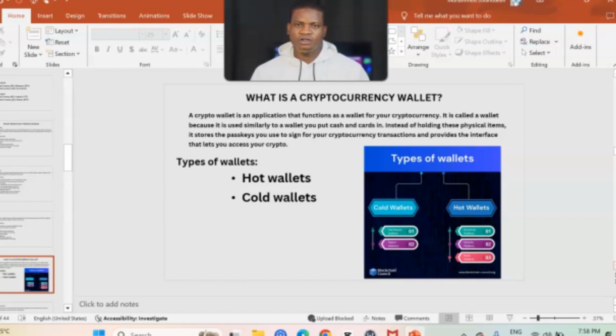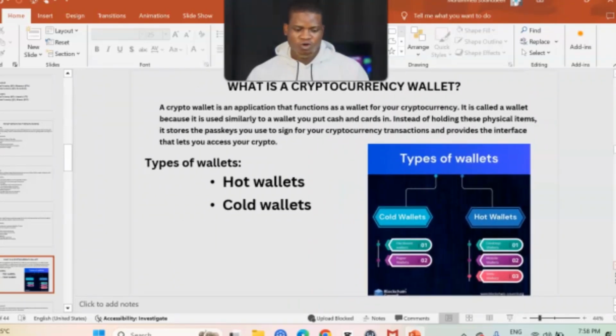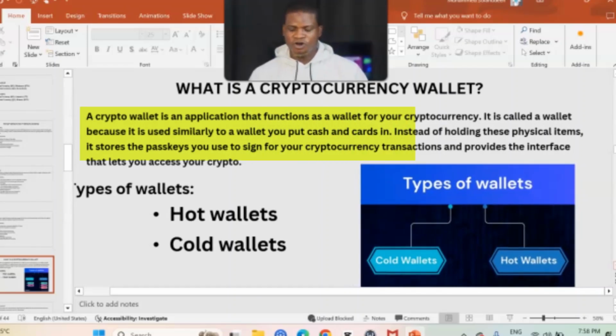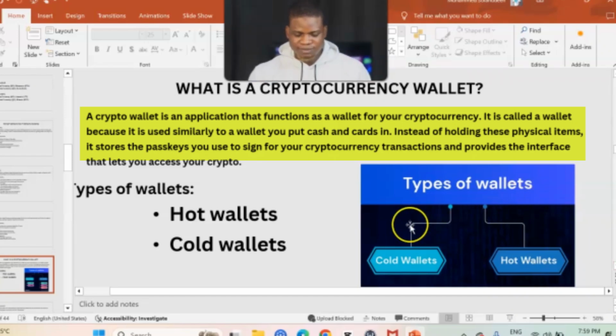Now, let's talk about the concept of cryptocurrency wallets. You must have heard of wallets. What are cryptocurrency wallets? A crypto wallet is an application that functions as a wallet for your cryptocurrency. You know, what does a wallet do? You keep your money inside the wallet. In cryptocurrency, where do you keep your cryptocurrency? Inside the wallet. So it is called a wallet because it is used similarly to a wallet.